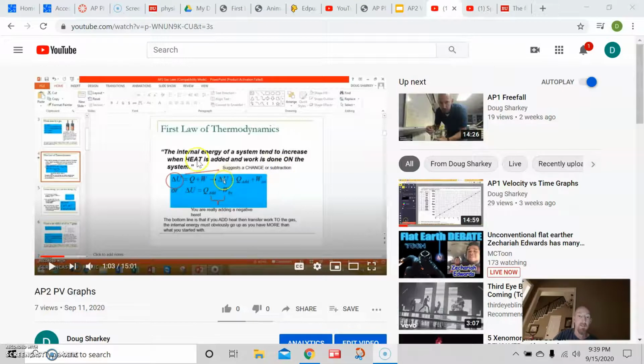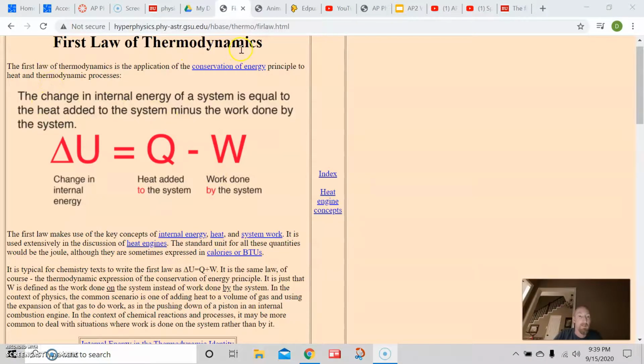I told you guys in my videos the first law relates the internal energy of the gas to the heat added or taken away and the work done on or by. And they have the plus sign here. This has not always been the case. So I found this online. First law of thermo: change in internal energy equals heat added to the system minus work done by the system. So this is work done by the system, and it's negative. In my video, it's Q plus W, which is work done on.